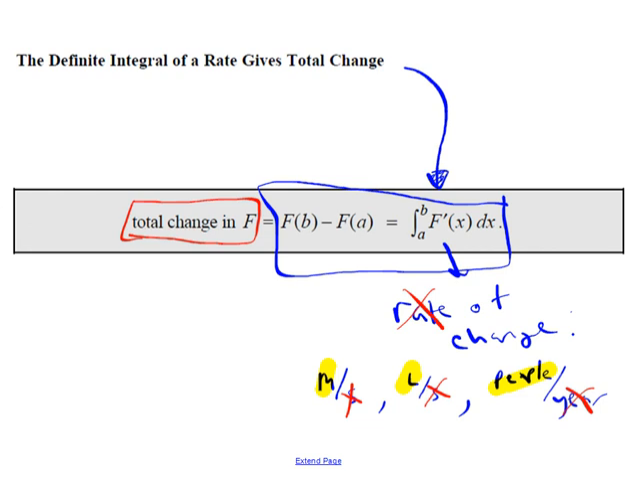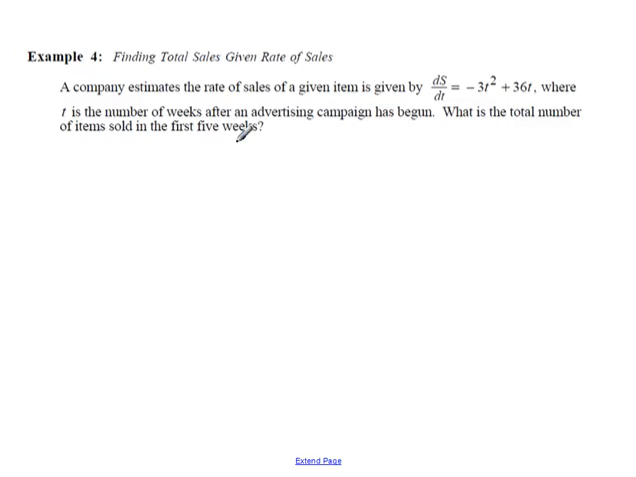What does that mean? Well, let's look at an example. So we're looking at total sales given a rate of sales. Here's a word problem. It says a company estimates the rate of sales of a given item is given by this following differential equation. dS/dt, the change of sales with respect to time, is here, where t is the number of weeks after an advertising campaign has begun. What is the total number of items sold in the first 5 weeks?